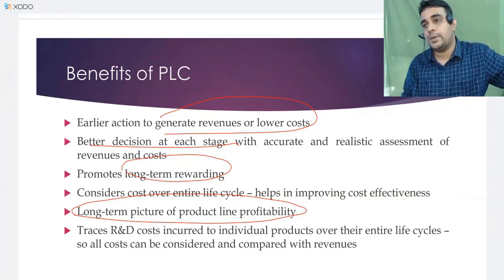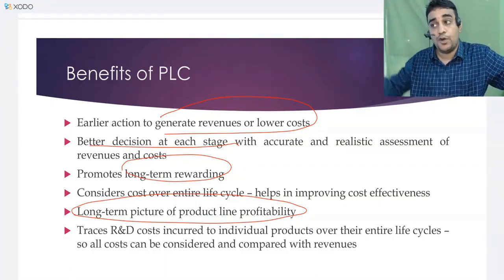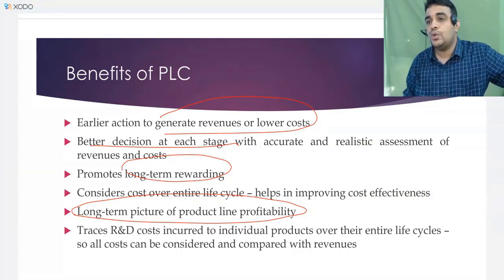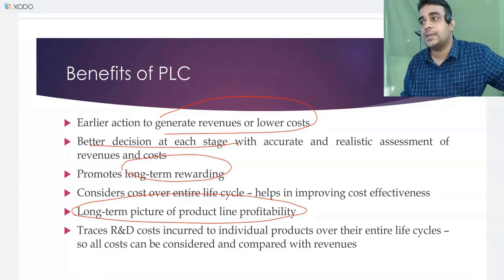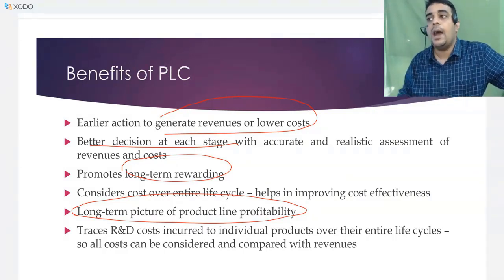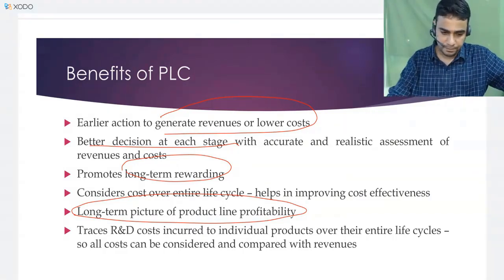When you consider cost over the entire life cycle at stage 1, before the product is introduced itself, you look at whether there are ways to cut down the cost, or ways to implement target costing or value analysis or value engineering, or do continuous Kaizen costing.